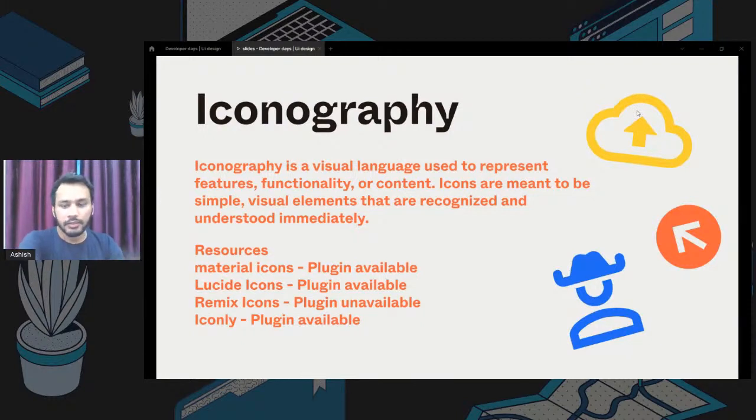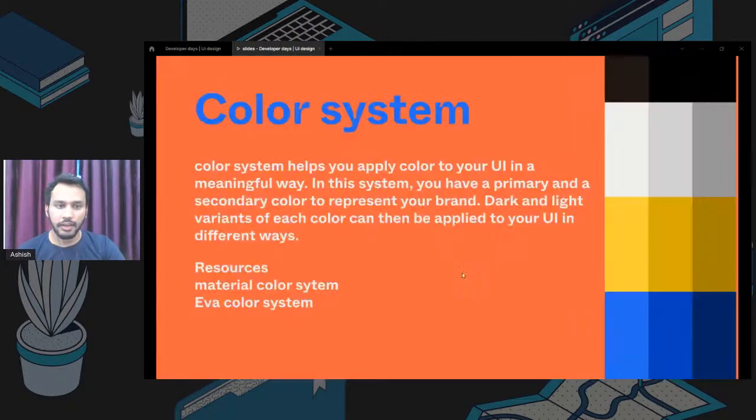So there are multiple icon resources. First is Material icons, which is broadly used on Android devices, and the plugin is also available for Figma. Second is Lucide icons, which I personally use a lot. Third one is Remix icons, also a great library, but the plugin is not available as of now for Figma. And fourth is Iconly. So you can use all these four resources, and you can also install those three plugins as well.